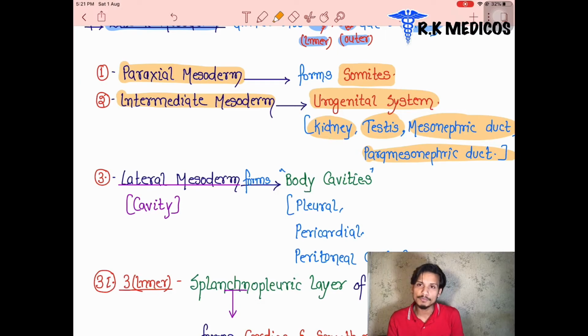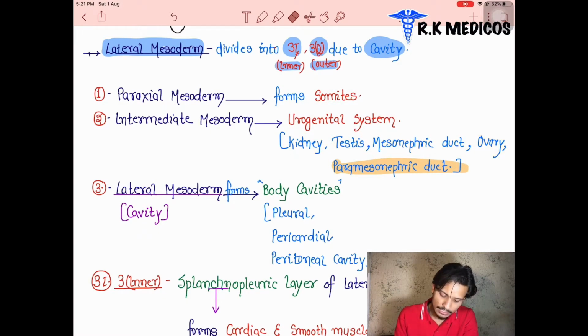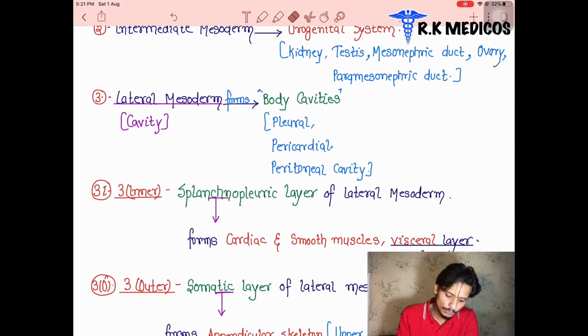It is the part of which mesoderm? That is intraembryonic mesoderm or extraembryonic mesoderm. You know now, they are not part of the lateral mesoderm. So these are the structures from where they are going to develop. The urogenital system is developed from the intermediate mesoderm. Now we are moving to the lateral mesoderm.